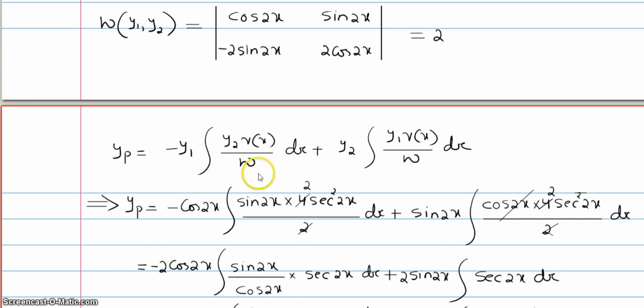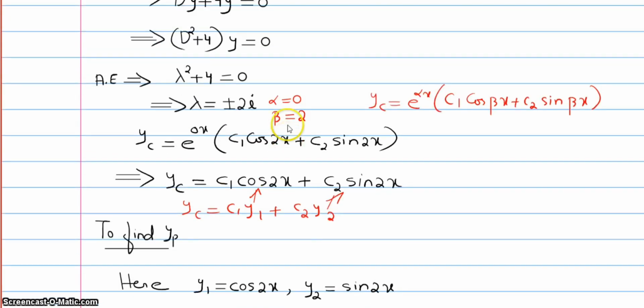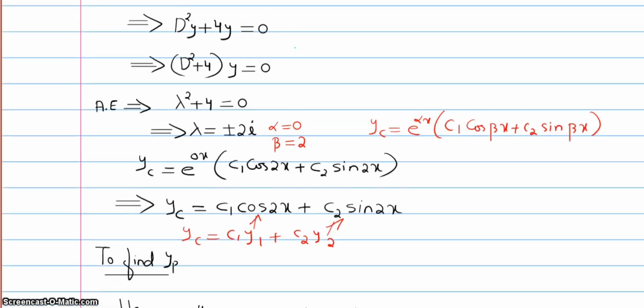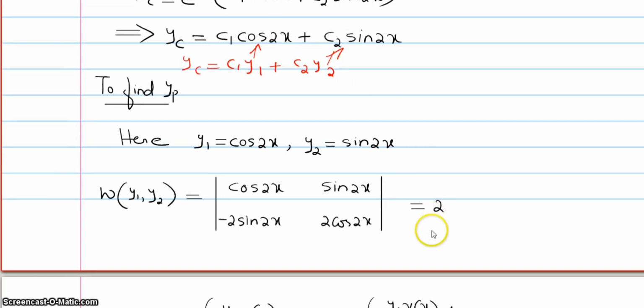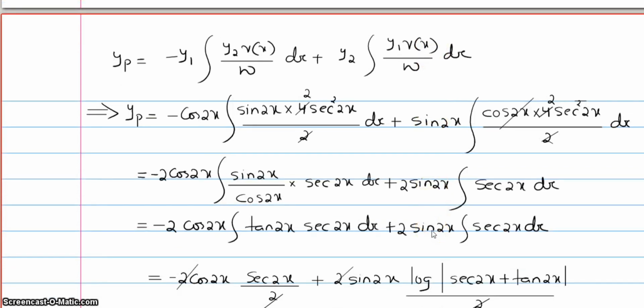The integral formula is given like this. So replacing y1 as cos 2x, y2 as sin 2x, r of x will be the right hand side of the given non-homogeneous equation. The right hand side of the non-homogeneous equation is given as 4 sec square 2x, which is the value of r of x. And the Wronskian value we got is 2, so taking W as 2. Now replacing all these values here, we can solve the differential equation like this.